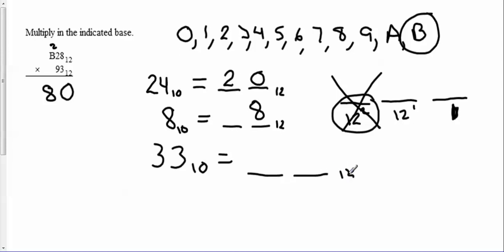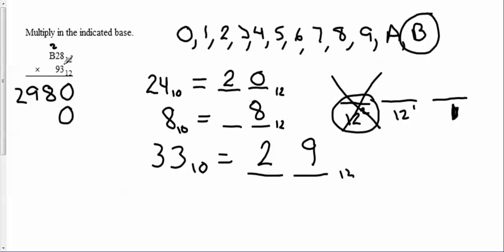So you start off with the largest place value, the 12. Say how many 12s go into 33. You have 2 groups of 12. 2 times 12 is 24. The remainder would be 9. So we'll write that as 2, 9. Then we move over a space when we multiply. So I'll put a 0 there, move over a space, and multiply much the same way.